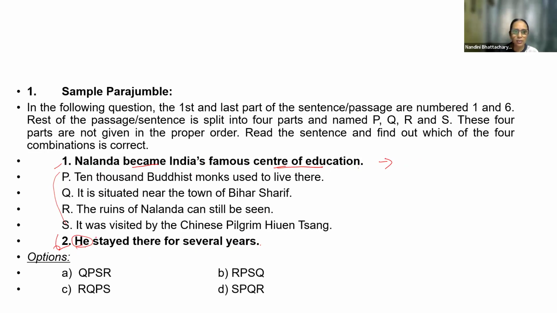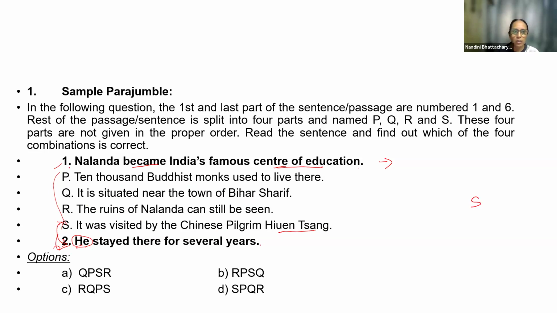Now, 10,000 Buddhist monks will not be he. It is situated near the town of Bihar Sharif. No. The ruins of Nalanda can be seen. No. It was visited by the Chinese pilgrim Huan Sang. So immediately we know these form a mandatory pair, right? So S will come last for you.